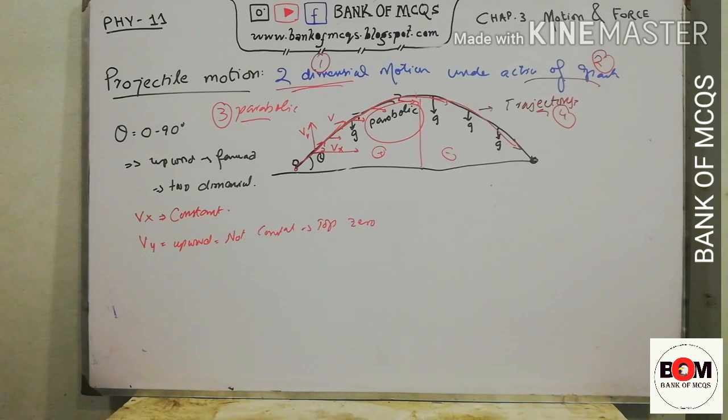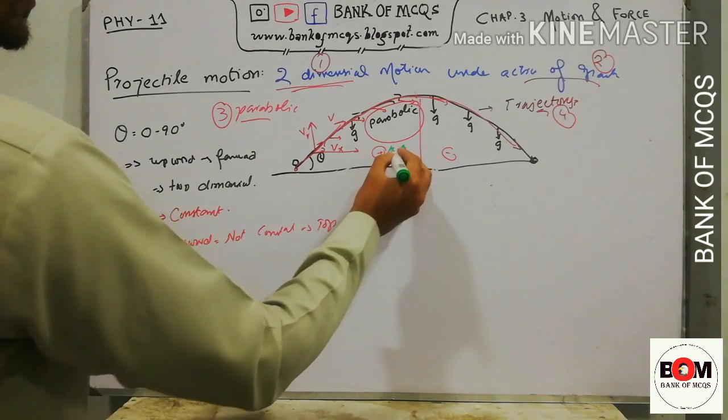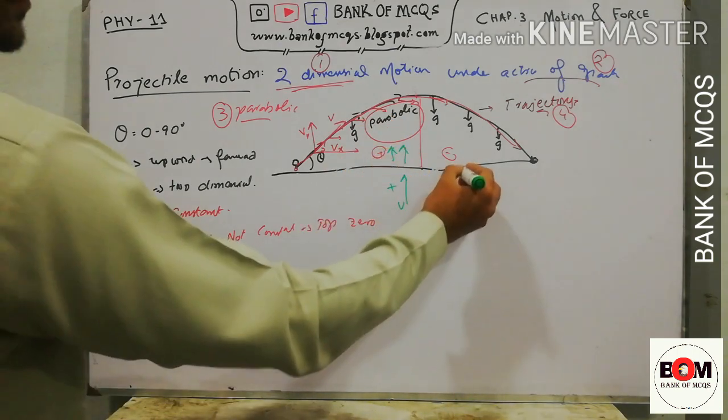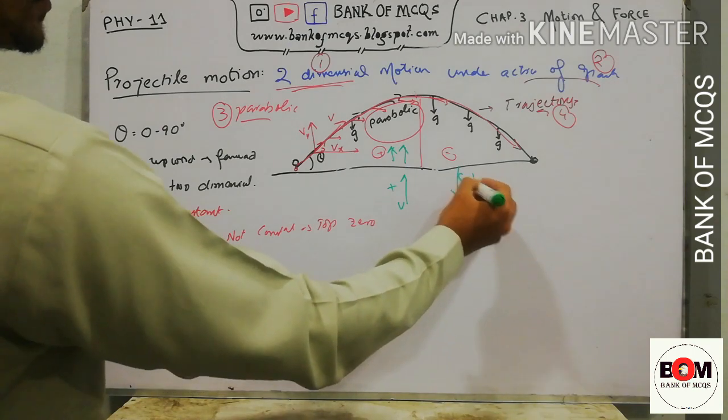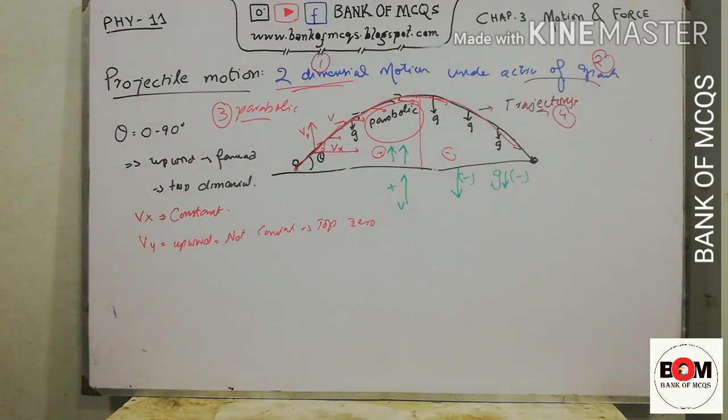Now the third term is that everything in projectile that is in upward direction is considered as positive. Like the velocity that was moving upward in this portion was positive, but in this portion the velocity is downward, so it is negative. As the gravity is acting downward, we will also consider gravity as negative.